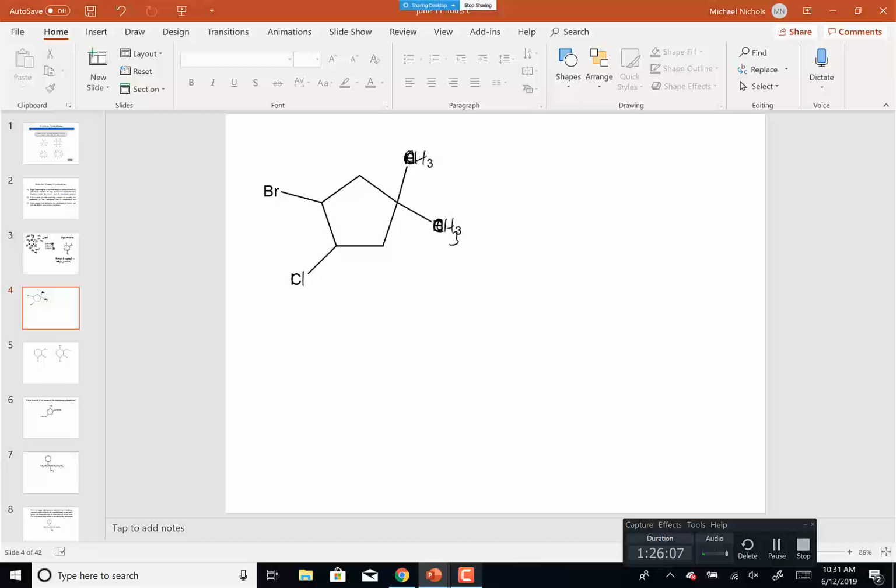That's the next one. So, take a moment. What would the name of this molecule be? Remembering, first step, lowest sum. Second step, tiebreakers based on alphabetization. And then you can put all the names together.